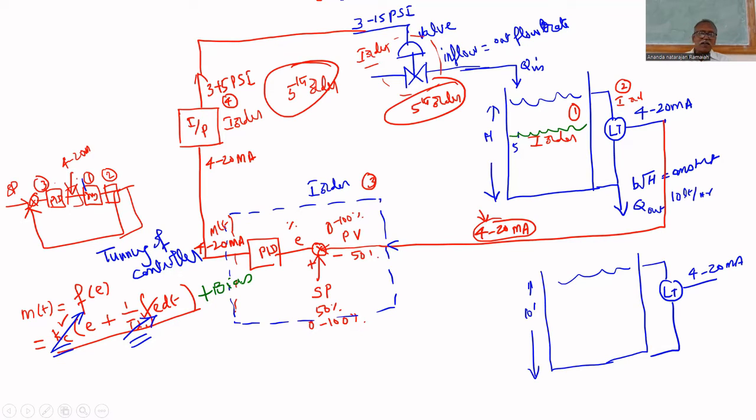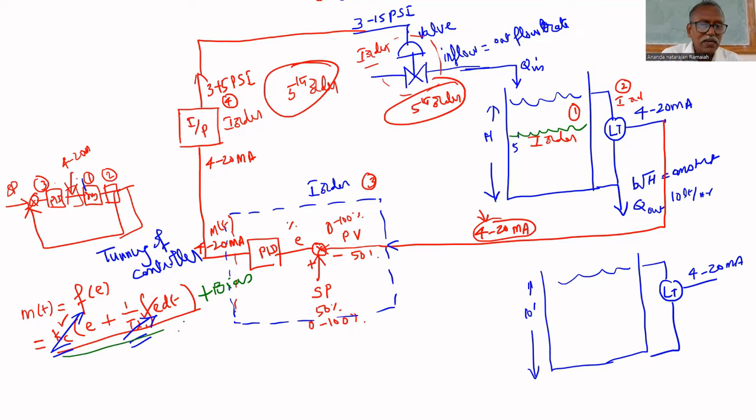Bias means additional. So this bias is required. Then only there will be a flow rate. When the error is 0, there must be a controller output. Then only you can maintain it at 50%. To maintain 50%, bias is required, because the controller output is 0.